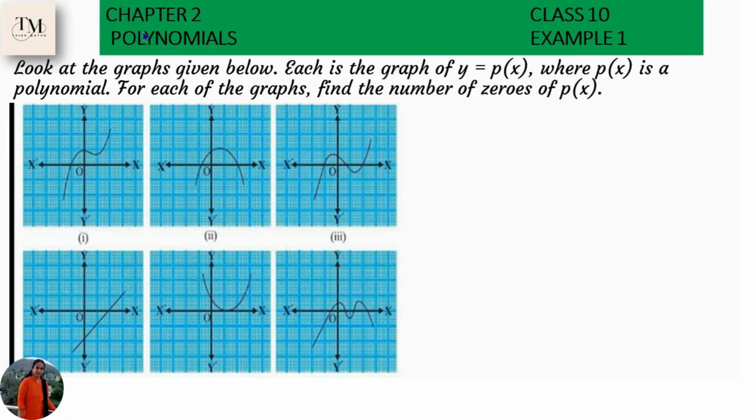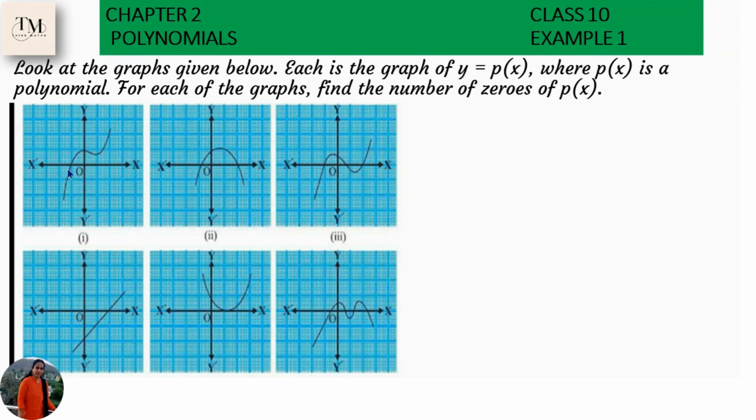In this session, we are going to discuss the zeros. That is, we have to find the zeros of the polynomial from the given graph. We already know that we can find zeros from the graph. When the graph intersects the x-axis at a point, that point gives the zero value for the polynomial. So here there are 6 graphs.